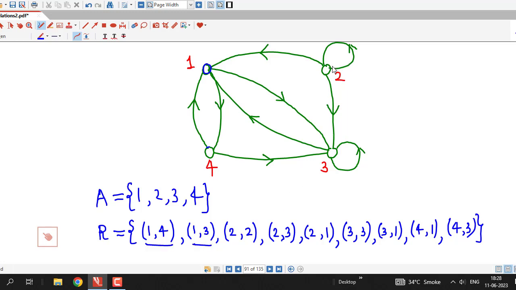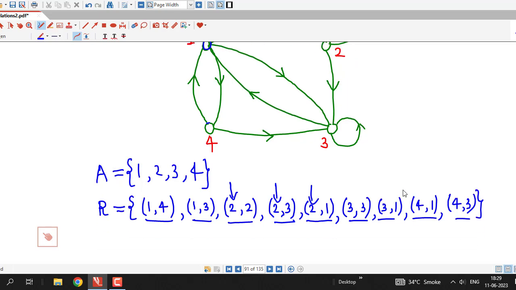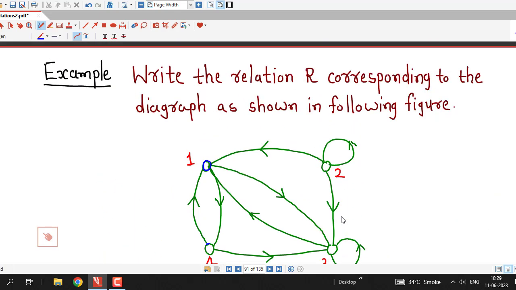Then I will check for 2. 2 is related to 2 itself, 2 is related to 1, and 2 is related to 3. So there are 3 edges or arcs having initial vertex as 2. Similarly for 3, 3 is related to 3, then 3 is related to 1, and there is no other arc whose initial vertex is 3. And same thing for 4, 4 is related to 1, 4 is related to 3. This is the required relation whose digraph is given.